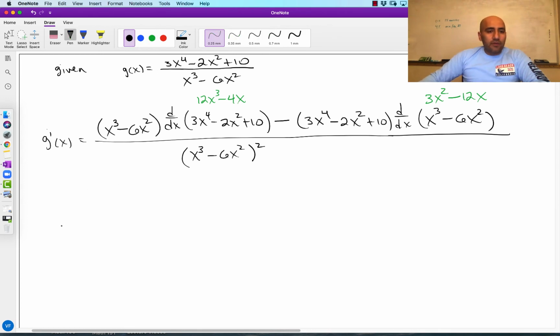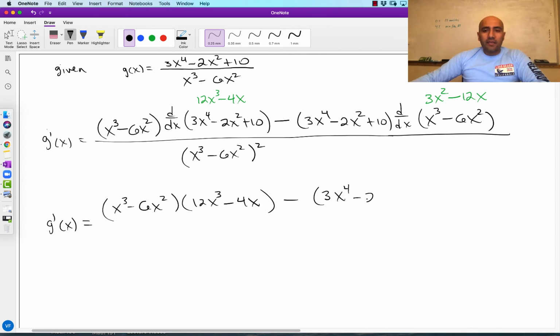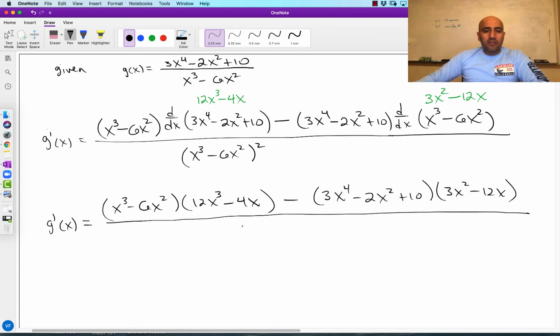So now we can just copy the whole thing. g prime of x is equal to x cubed minus 6x squared times 12x cubed minus 4x, minus, and now this guy becomes 3x to the fourth minus 2x squared plus 10 times 3x squared minus 12x, divided by x cubed minus 6x squared, and then the whole thing gets squared.